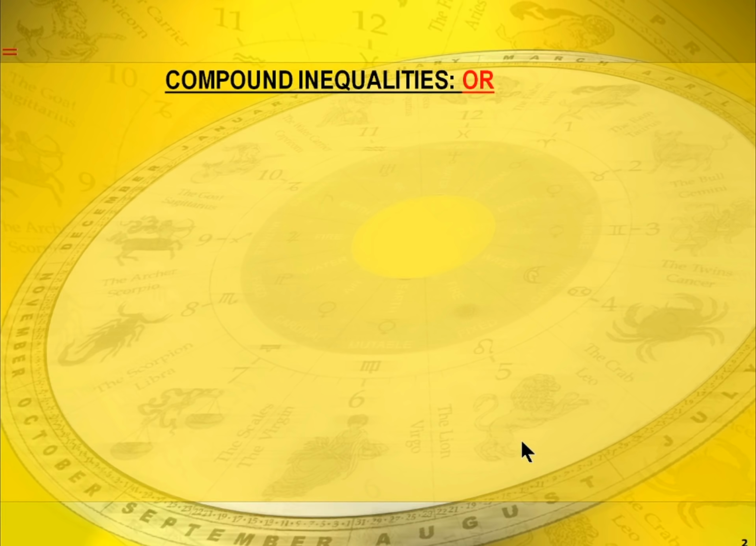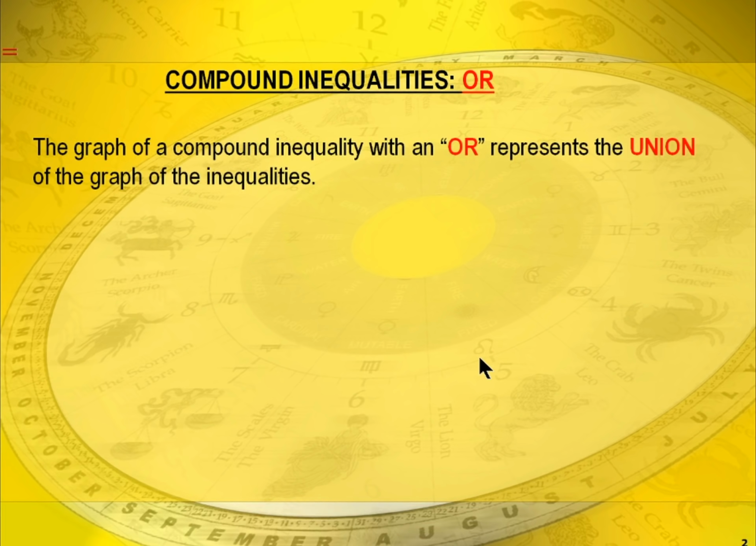All right, let's go to "or." Compound inequalities with "or." The graph of a compound inequality with an "or" represents the union of the graphs of the inequalities. We'll be using union this time. What's the difference between union and intersection? The union of two sets A and B is defined to be the set of all elements that belong to A or to B. Take note, it belongs to A or B or both.